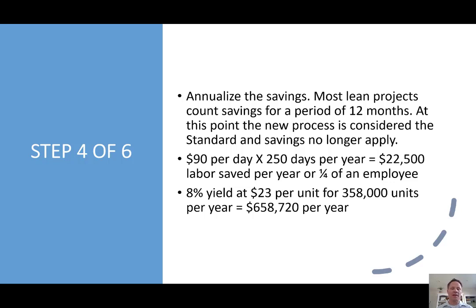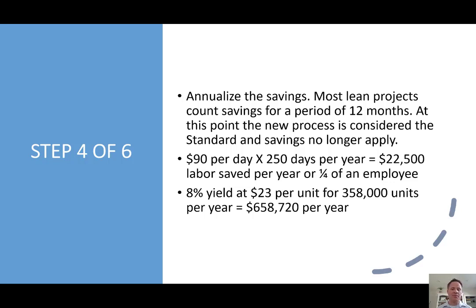So $90 per day at 250 days a year for the nursing staff, that's $22,500 in labor saved per year. Now, in reality, you probably work 365 days a year, so you'd probably multiply that by 365. But you just saved a quarter of an employee with that little improvement there. And that's just one nurse, right? If you multiply that across multiple departments or teams, that could be a lot more.